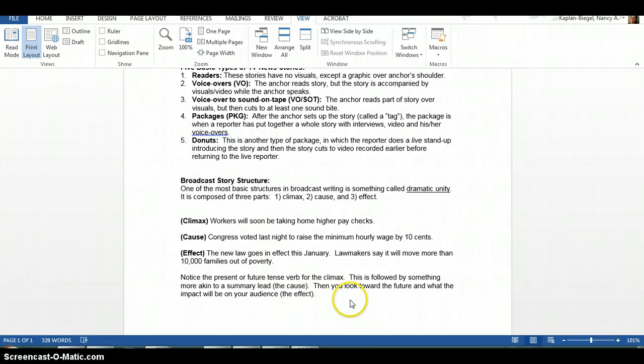That's fine. And then, we've got that summary lead type feel, and then we have some sort of look ahead or impact on your audience.